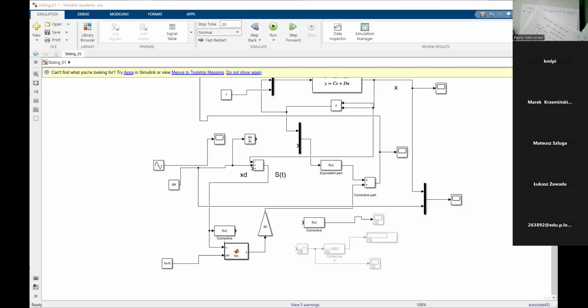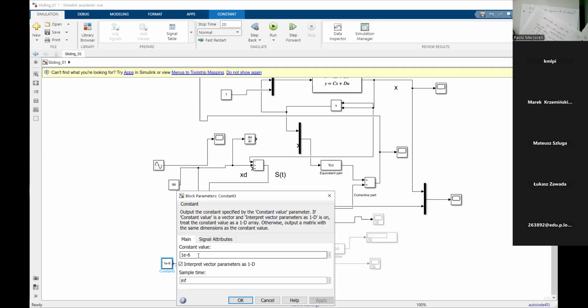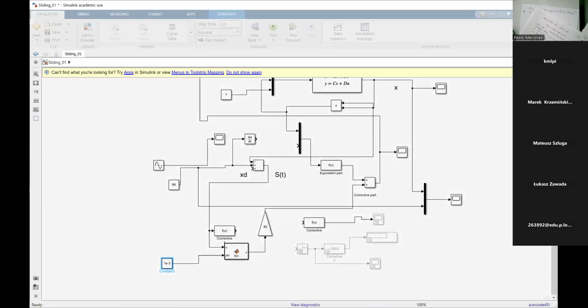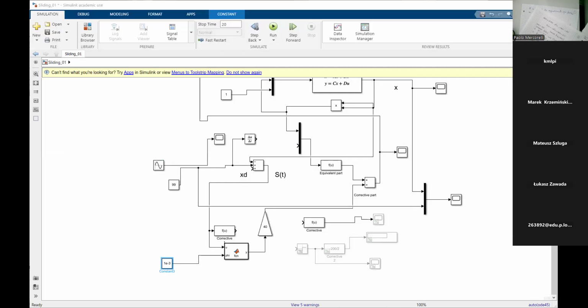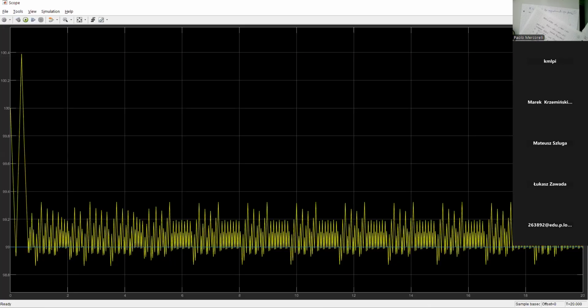Oh, I don't think that improvement could be that I have to increase this. But 10 to the minus 6 is really extremely small. This is the result. It's not much better. Let me try mathematically. What happens with this sgn?